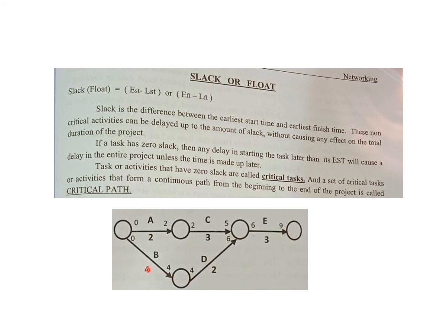Whereas in process A or in process C, even if there's a 1 day slack, instead of finishing in 5 days, it will finish in 6 days. So they belong to the non-critical path, or they are non-critical tasks, right? So slack, as you can see, is the difference between earliest start time and earliest finish time. These are non-critical activities that can be delayed up to the amount of slack. So in case of A and C, you have a slack of up to 1 day. Beyond that, of course, you cannot delay it.